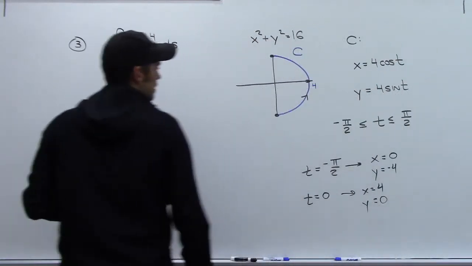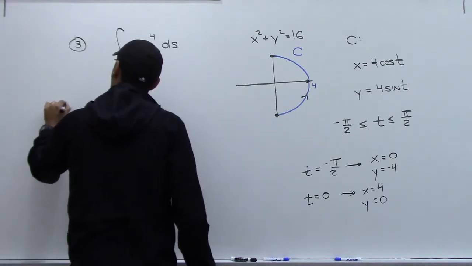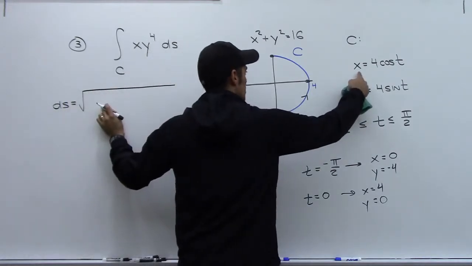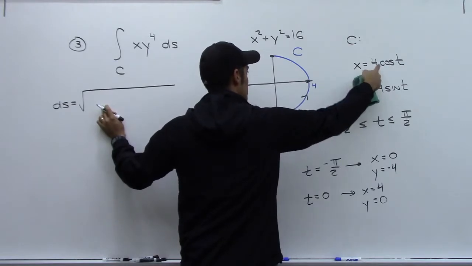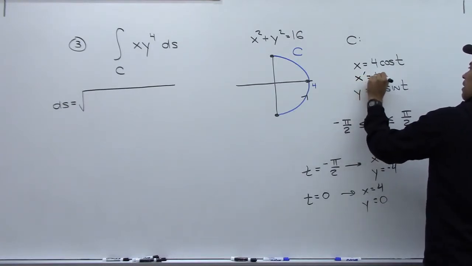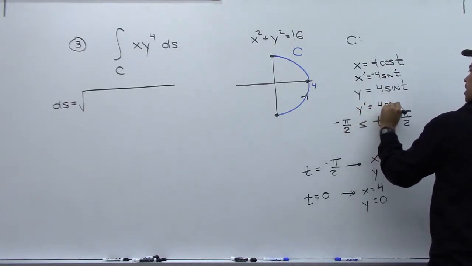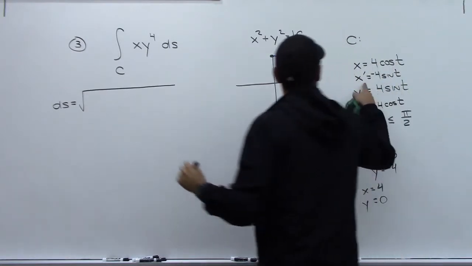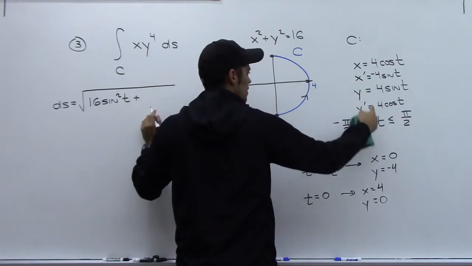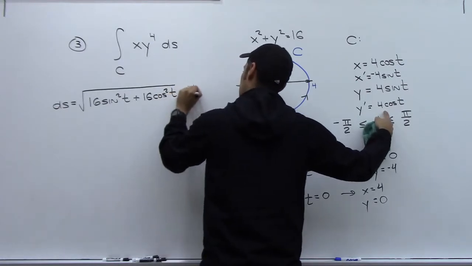So now I'll come back and think about what I need for this. I need ds. So ds will be equal to the square root of the derivative of x with respect to t, squared, plus the derivative of y squared. Let me write x prime: this will be negative 4 sine t, and the derivative of y will be 4 cosine t. So squaring the derivative of x, I get 16 sine squared t, plus the derivative of y squared, which is 16 cosine squared t, dt.